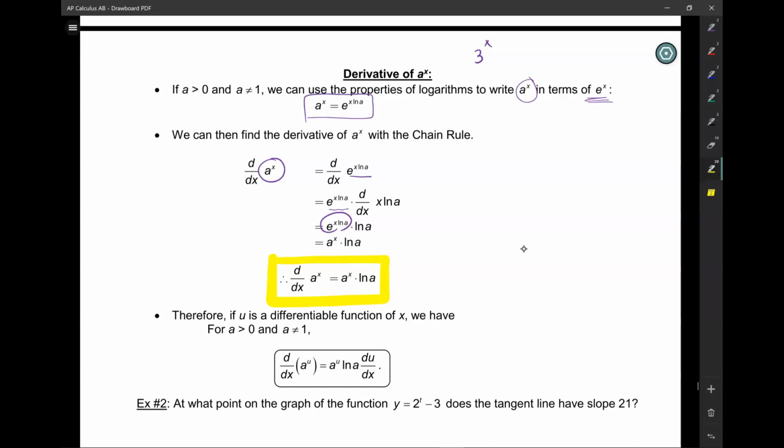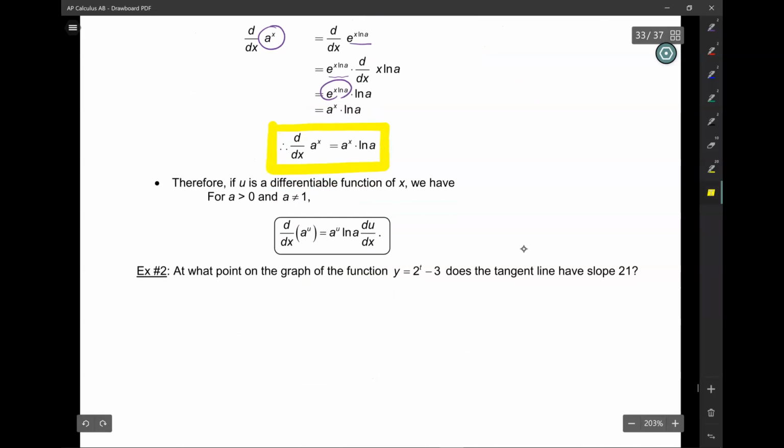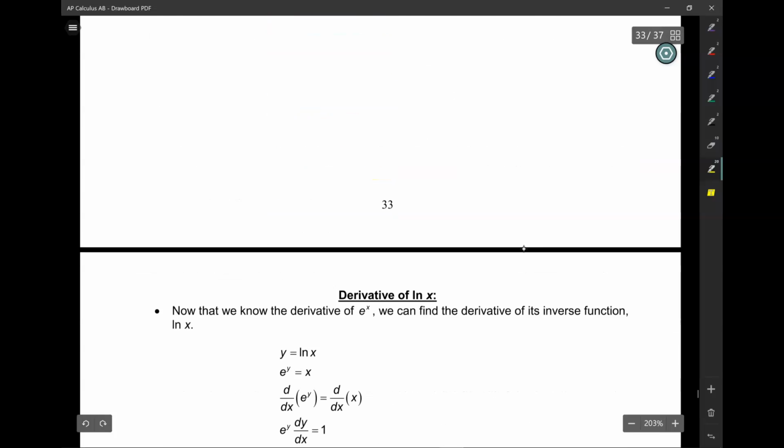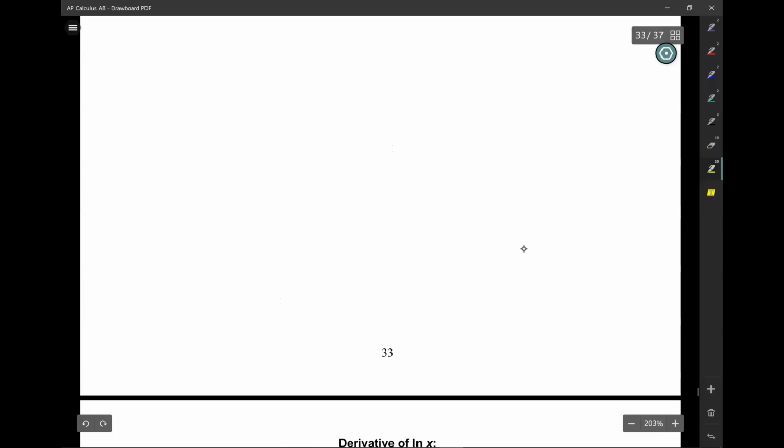Does that work for e? Can you say the derivative of e to the x is e to the x ln of e? Ln of e is 1, so that also works. Do you have to know how to derive this? Not in the least bit. Just remember that the derivative of a to the x is a to the x ln of a. And if it's a chain rule, then it's the same thing, a to the u ln of a times the derivative. Okay, so let's do this one.